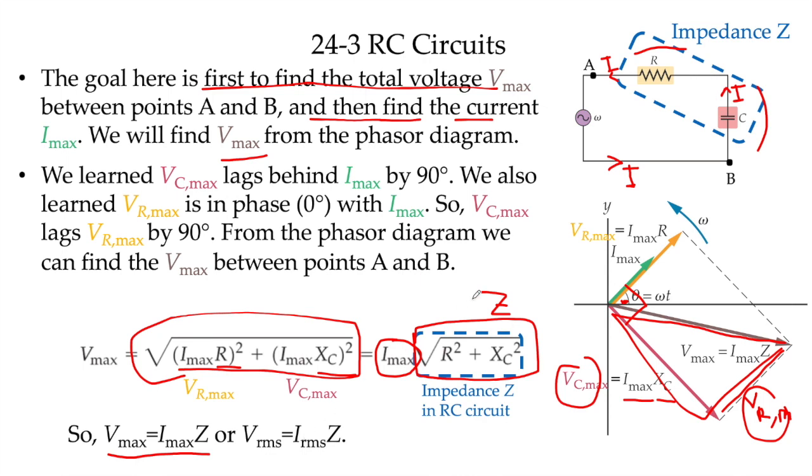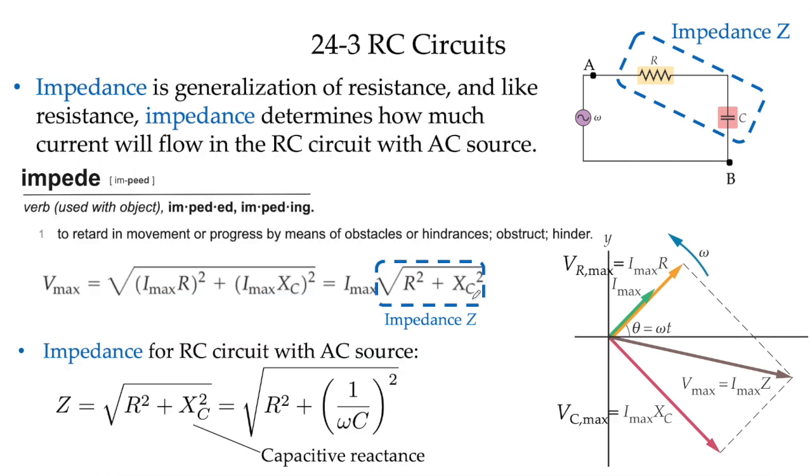Okay, let's move to the next slide. Now, impedance, let's think about this word. Impedance is a generalization of resistance, because it just looks like Ohm's law, right? And like resistance, impedance determines how much current will flow in the RC circuit with an AC source. This term impedance here, Z, by the way, only happens in AC circuits. We don't talk about impedance in DC circuits. Okay?